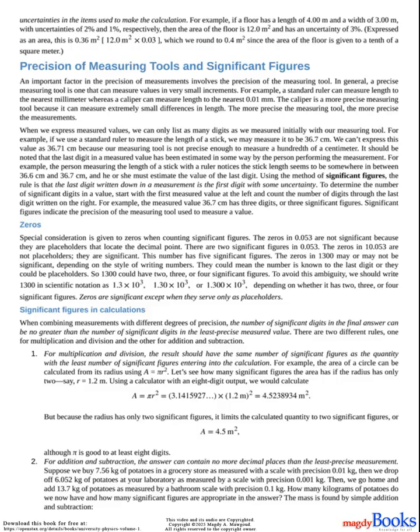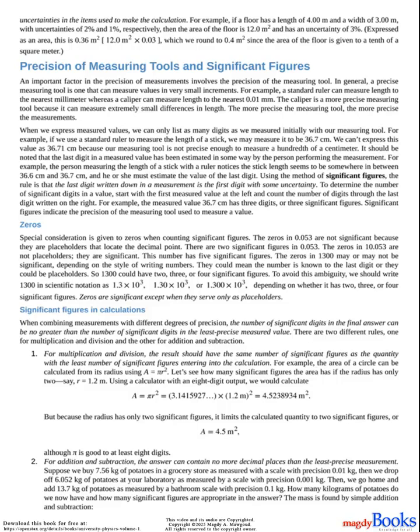2. For addition and subtraction, the answer can contain no more decimal places than the least precise measurement. Suppose we buy 7.56 kilogram of potatoes in a grocery store as measured with a scale with precision 0.01 kilogram. Then we drop off 6.052 kilogram of potatoes at your laboratory as measured by a scale with precision 0.001 kilogram. Then, we go home and add 13.7 kilogram of potatoes as measured by a bathroom scale with precision 0.1 kilogram. How many kilograms of potatoes do we now have, and how many significant figures are appropriate in the answer?